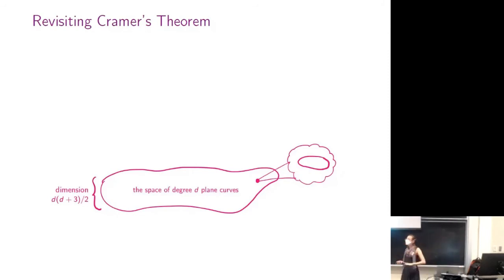So now I have these d times (d plus 3) over 2 possible plane curves of degree d, and I want them to pass through a point. If I have this curve, in order to pass through a point, I need a one-dimensional family of these curves in order to hit that point, right? I'm thinking about this point in the plane, and I'm moving in my plane, I need a one-dimensional family to hit it. I'm going to make that argument I just did with my point, my hand and my arm, more precise in what follows, but if that makes sense to you, then just keep that in your head. Okay, so I have this space of degree d plane curves, which has this dimension from the equation.